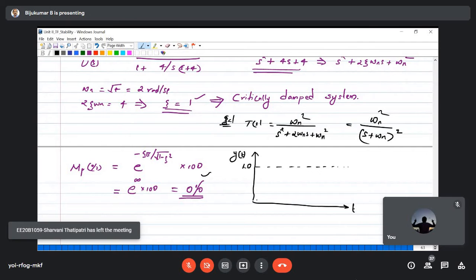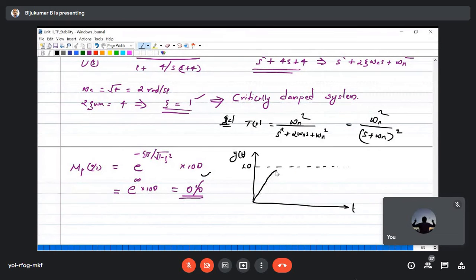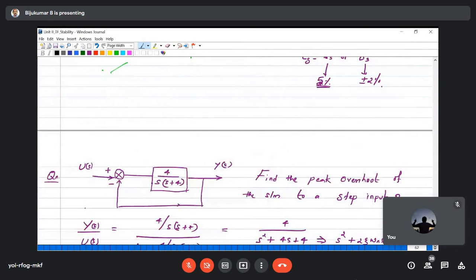So that means the response will be like this. It is reaching the steady state without any oscillations, because our percentage MP is 0 in this case. Anyway, you derive the step response for this particular system and see whether it is coming correct or not. Right? In this case, we are having 2 poles, which are at minus omega n.